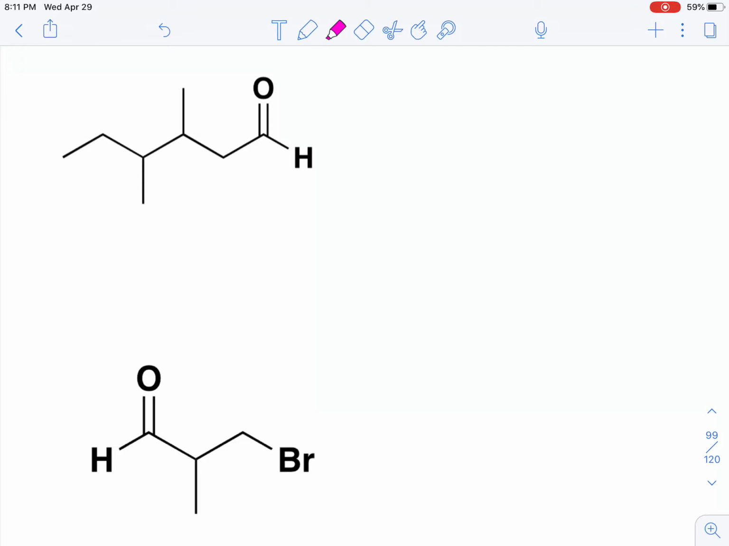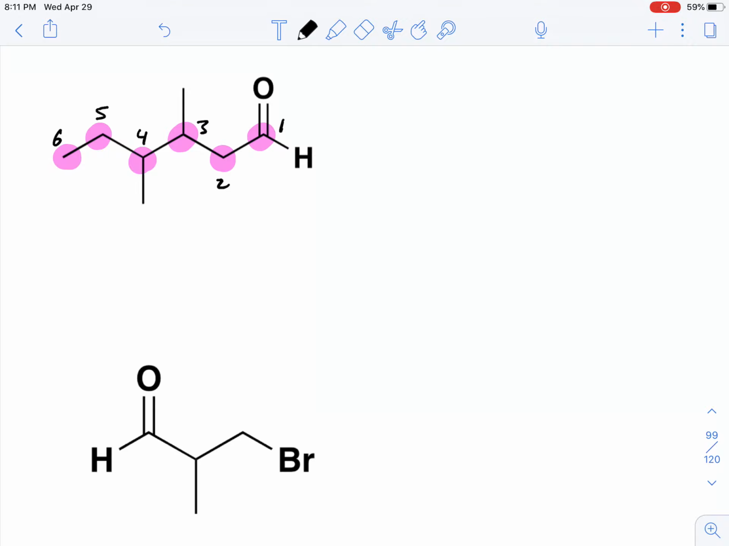And so, first step, we are going to identify the longest carbon chain that contains an aldehyde. That carbonyl carbon is always going to be carbon number 1, so our numbering system is already kind of set into place. We don't have to take into consideration whether or not we have to go left, right, or right, left.